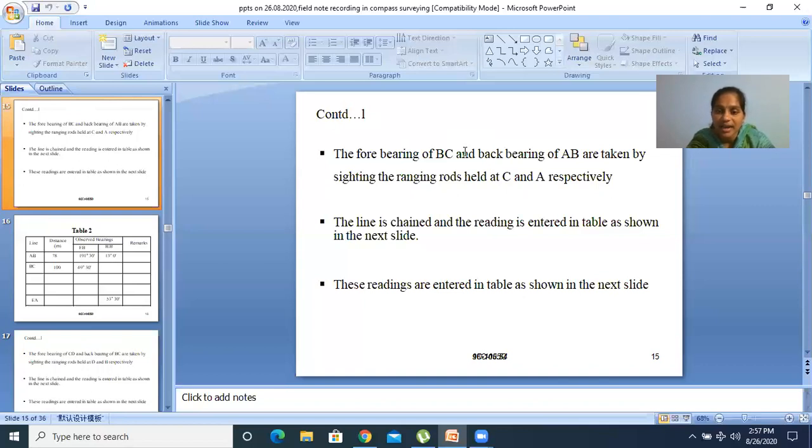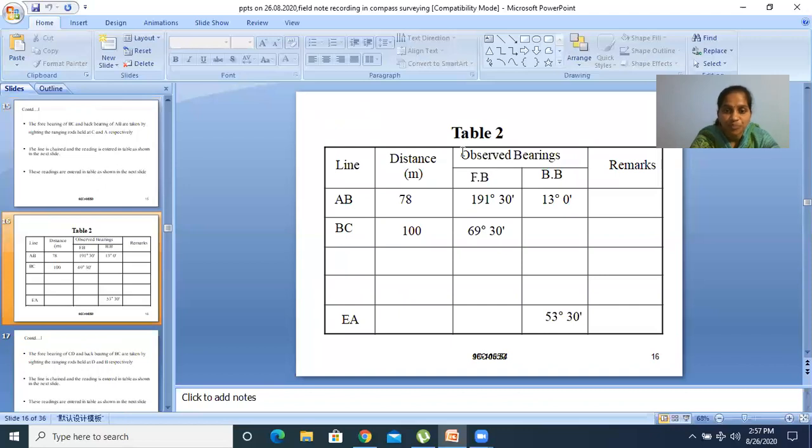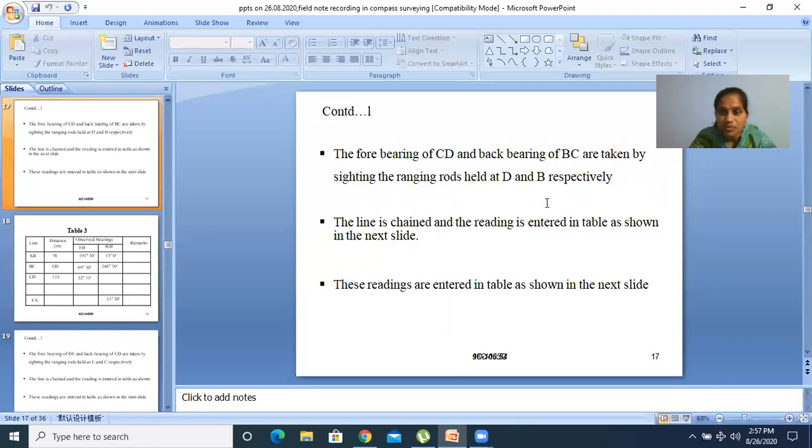The line is sighted and the reading is entered in the table, as shown in the next slide. So the distance between station B and C is 100 meters, and the fore bearing of BC is 69 degrees 30 minutes, and the back bearing of AB, that is 13 degrees 0 minutes, taken from station B, has been entered in the table. Then after that, you can shift the instrument to the next station.